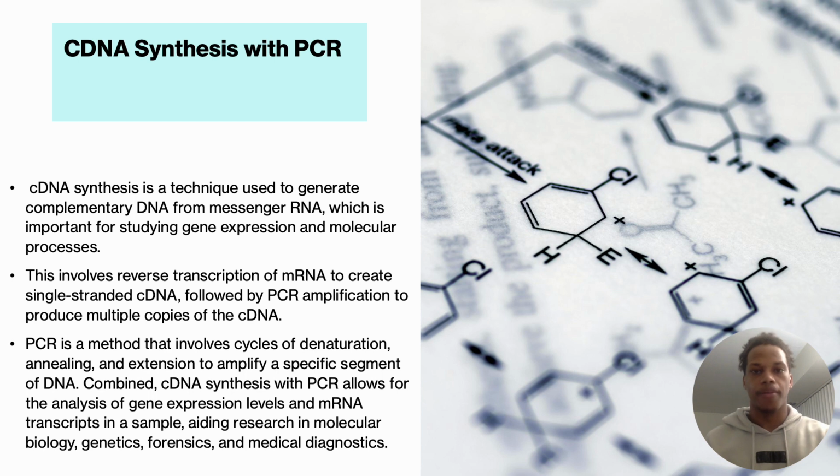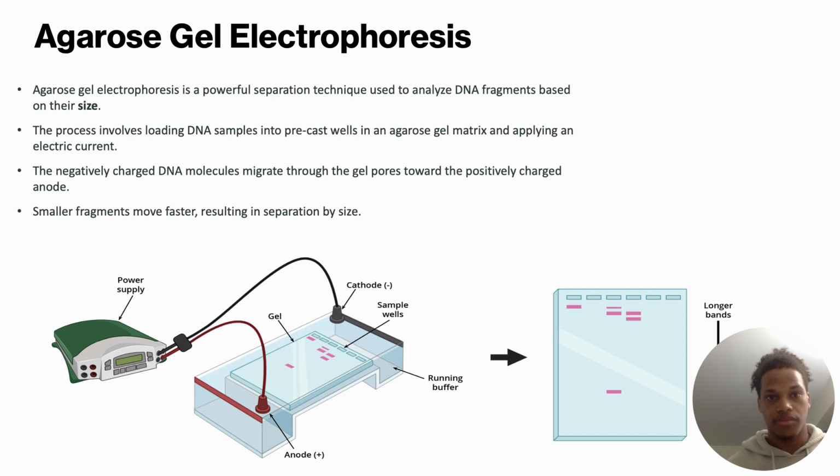We generated complementary DNA from mRNA using cDNA synthesis. Using reverse transcriptase to produce cDNA copies, we used PCR techniques using thermal cycling. Agarose gel electrophoresis uses a positive and negative charge to help us see the DNA fragments in levels of base pairs.